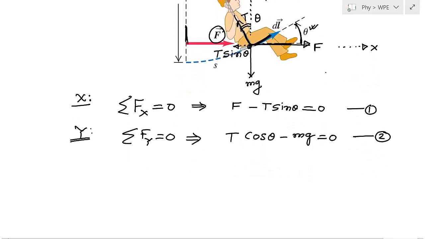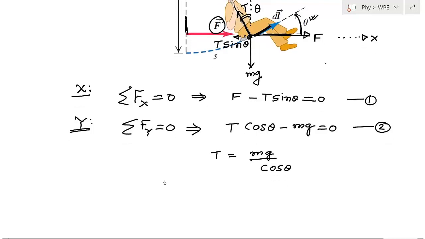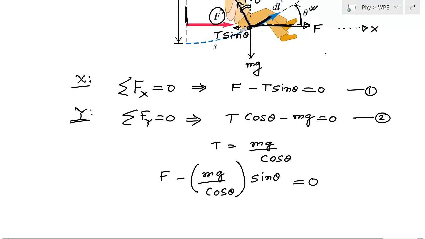So from equation 2 I can write T is nothing but mg divided by cos theta. And now if I plug the value of T in equation 1, I can write F minus, and T is nothing but mg by cos theta, and this multiplied by sin theta, this is equal to 0.